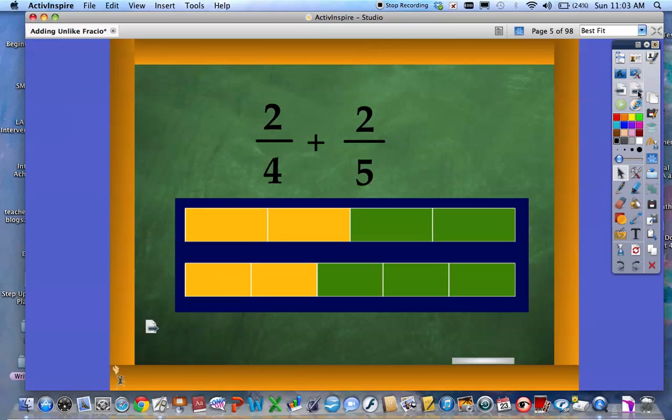Here I have 2/4 on the top. 2 parts are shaded yellow out of the 4 parts it would take to make a whole, and 2/5 is the bottom fraction. 2 parts are shaded yellow out of the 5 parts it would take to make a whole. If I could take these 2 blocks here and move them up to the top, even if I could add them together, I wouldn't know how to express them. What name would I give to them? What fraction would I call them?